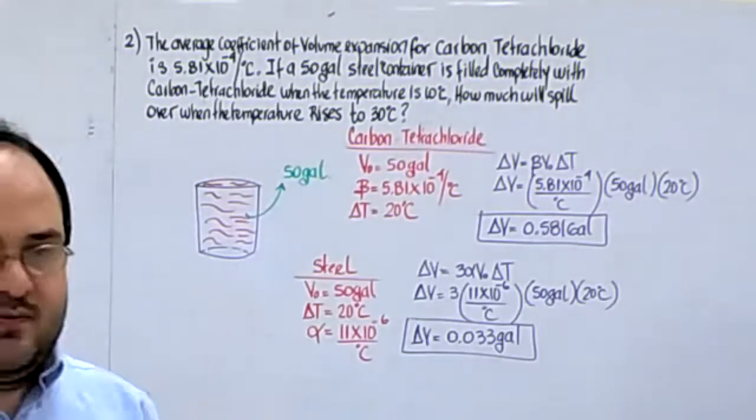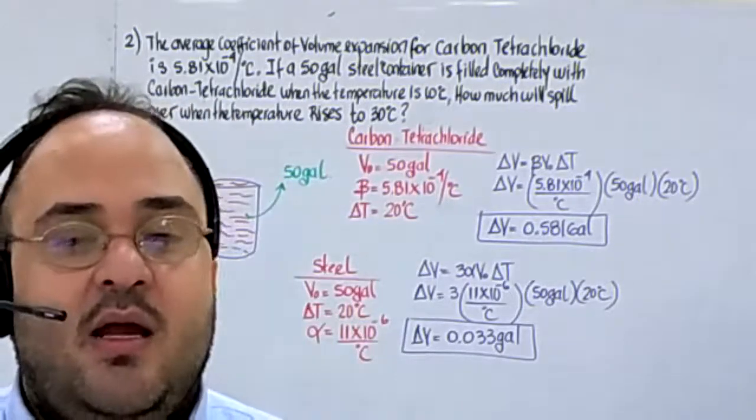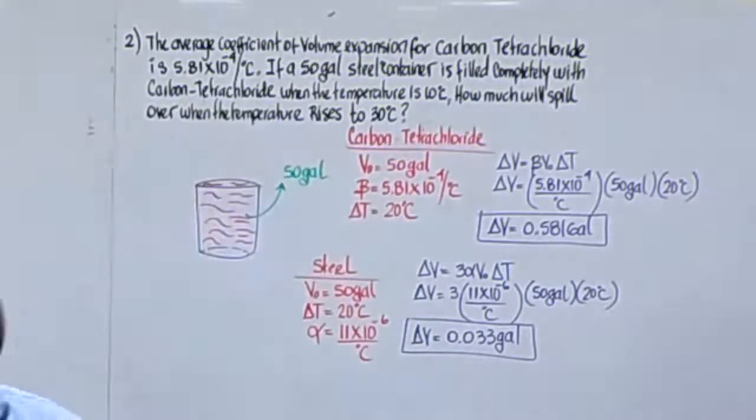I have a question for you. In this case, we are almost done with the problem. How can you calculate the quantity of volume that we're supposed to spill? You know the change of volume of the liquid, you know the change of volume of the solid. How can we calculate this spill volume? The volume change in carbon tetrachloride minus the volume change in steel.